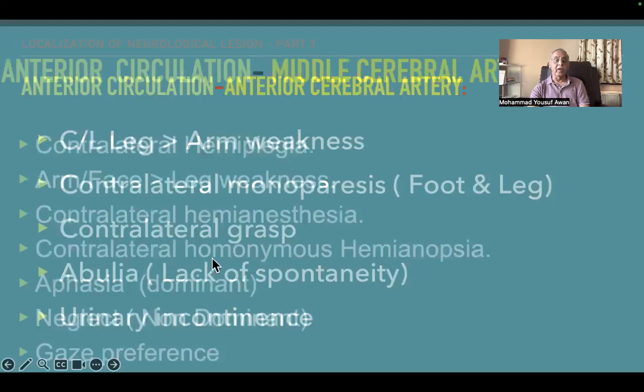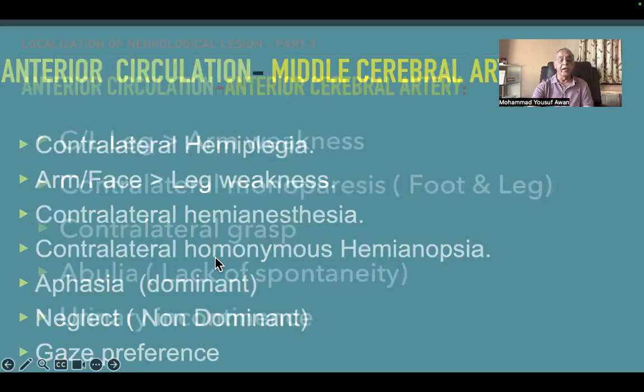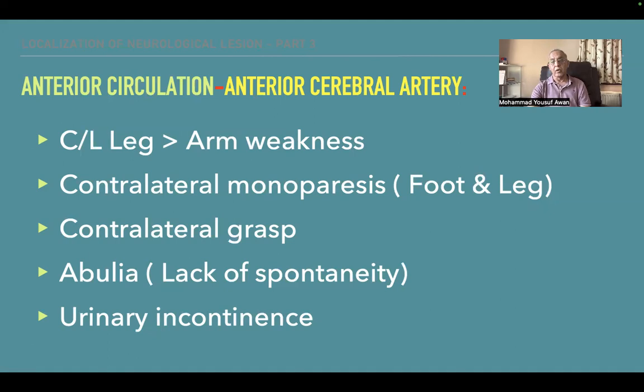It also involves continence, either urinary or fecal incontinence, because there will be no control from the involvement of the frontal lobe, and that is the result of a problem with anterior cerebral artery circulation.